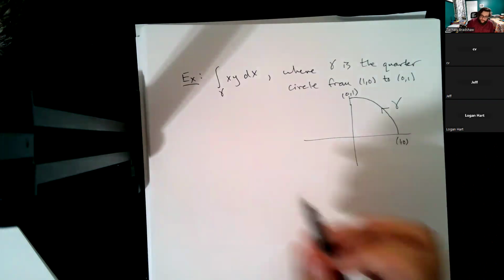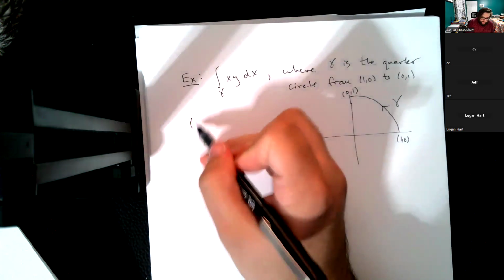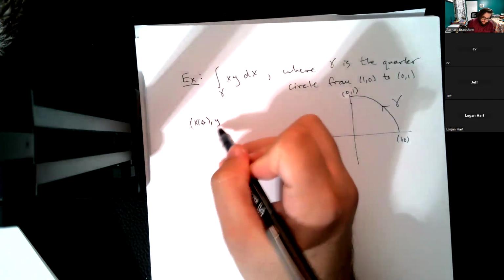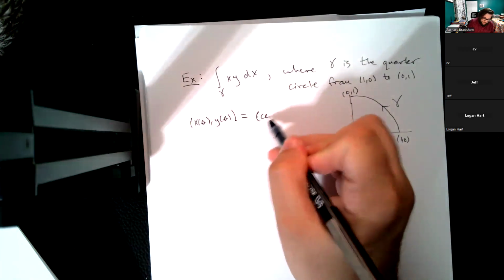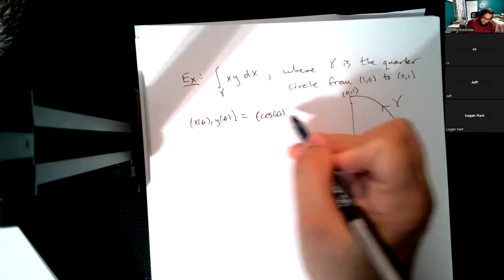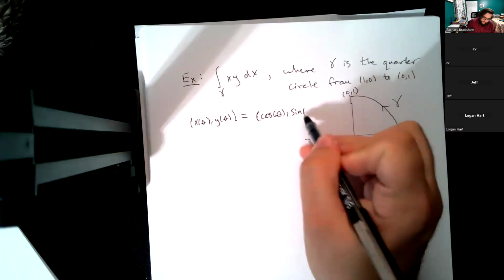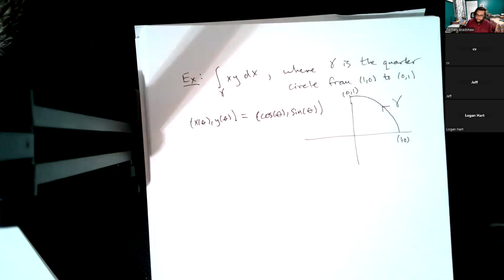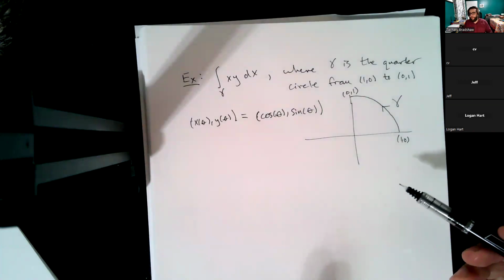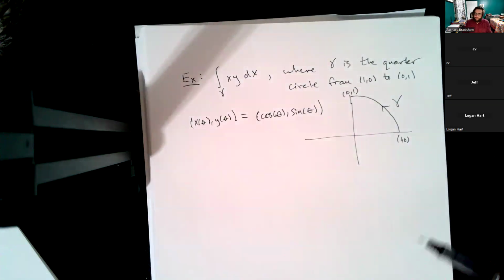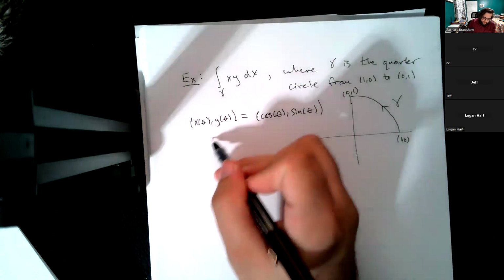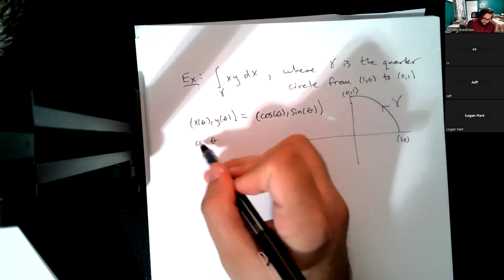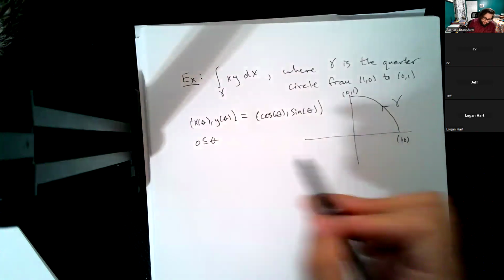Well, we can absolutely parameterize this in the following way. All we need to do is remember a little trig. This is the unit circle, right? We can parameterize the unit circle with the cosine and the sine, where theta is between 0 and pi over 2.